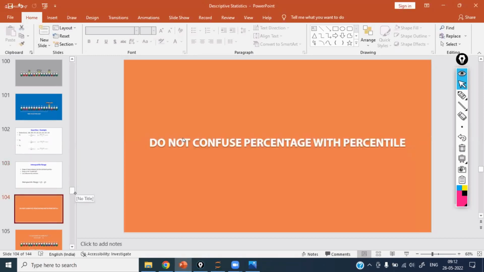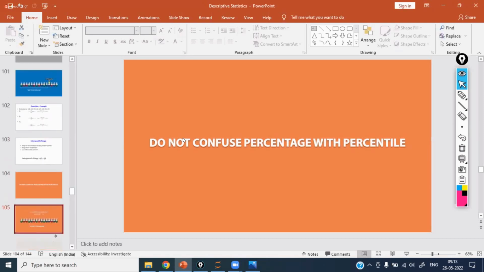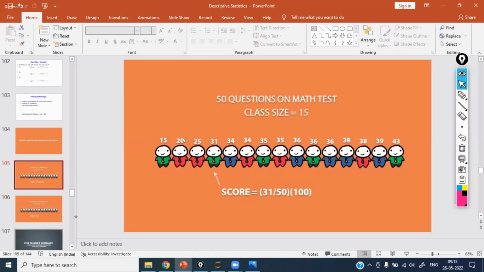Don't confuse the percentage with percentile. What is the difference between percentage and percentile? For example, here the student has got 31 marks. What is the percentage? 31 divided by 50 into 100. That is 62%. He has got 62%. This is fixed. The percentage is not going to vary.